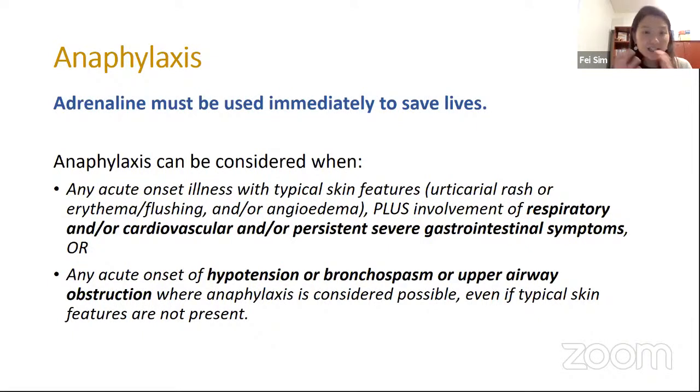Now, anaphylaxis is considered when there is any acute onset illness with typical skin features, such as a rash, plus involvement of respiratory, so breathing, and cardiovascular and/or persistent severe gastrointestinal symptoms, or any acute onset of hypotension or bronchospasm or upper airway obstruction, where anaphylaxis is considered possible, even if typical skin features are not present. So long story short, anaphylaxis is like when someone feels they have an allergic reaction, and that can cause them to not be able to breathe. They will go, "I can't breathe." And that's because of all the swelling and all the allergic reaction that comes from the allergy.